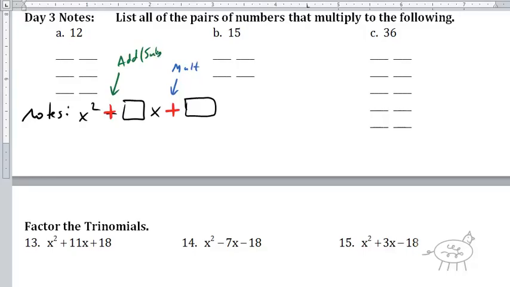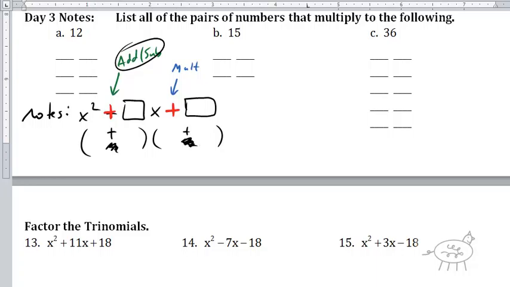Okay, so here's the deal. If it has to multiply to give you a positive, what are the signs going to be? So I'm going to draw two sets of parentheses. What are the signs going to be? Well, if it has to multiply to give you positive, they're either going to be both positive or both negative. So let's write this down here. Both positive or both negative. Well, if it has to add to give you a plus sign, do you guys agree that both of them are positive? So those are your signs.